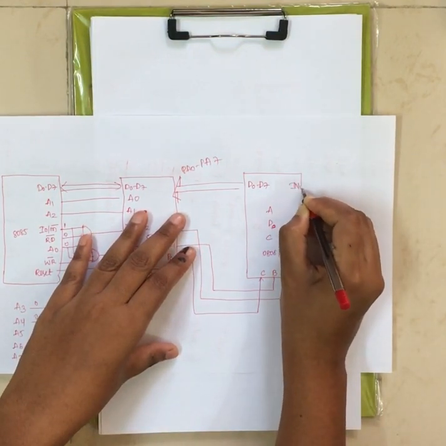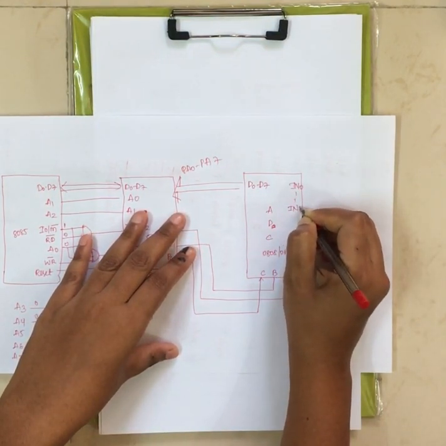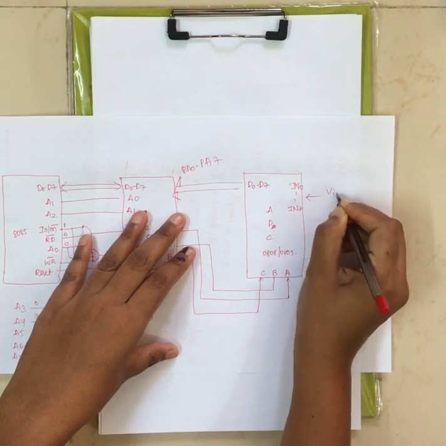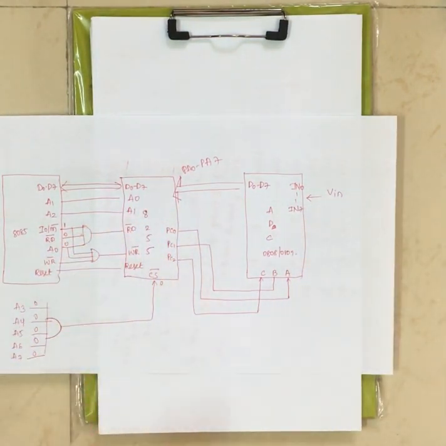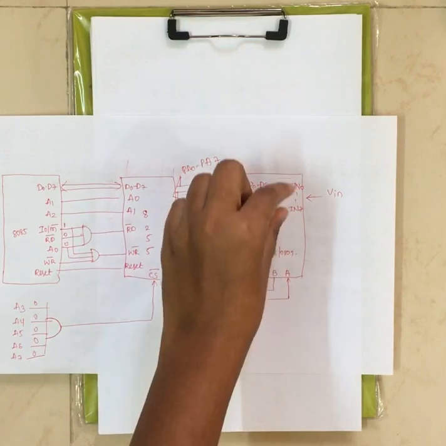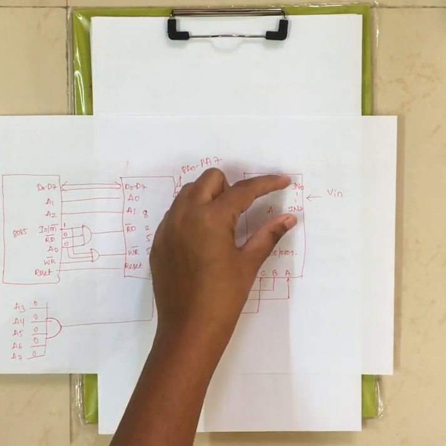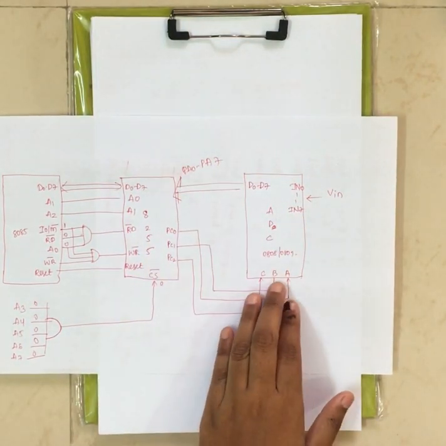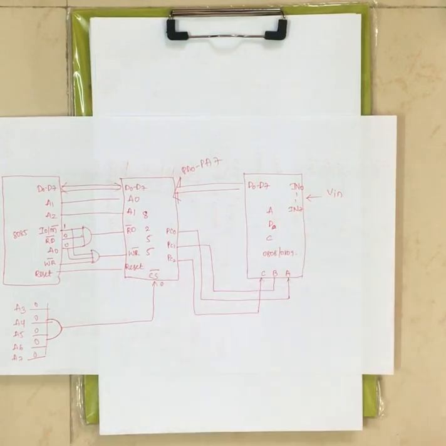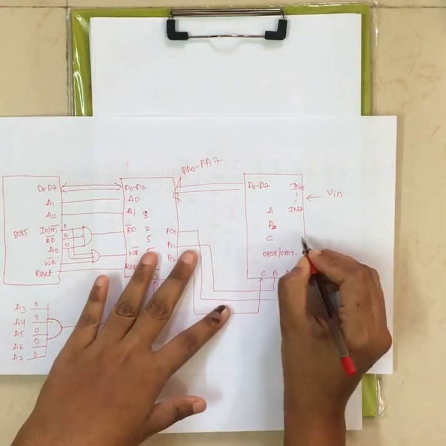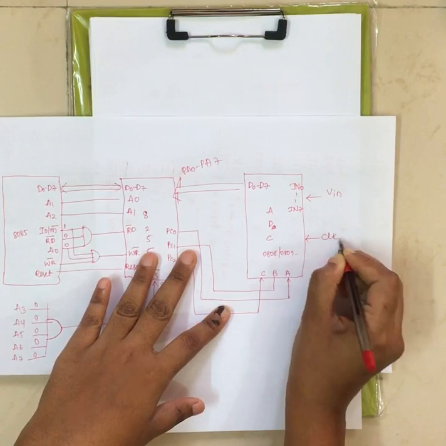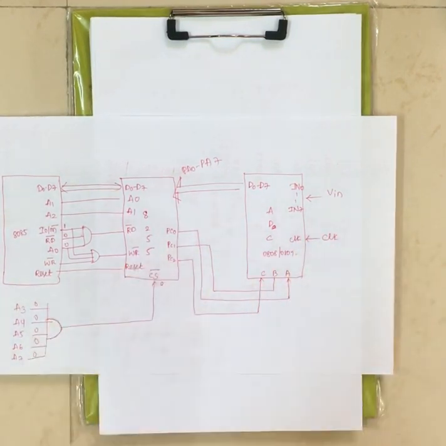Now IN0 to IN7. Once a particular analog input channel is selected by this ABC value, we are providing the input voltage to the ADC. Now the clock signal is provided to it through the clock pin.